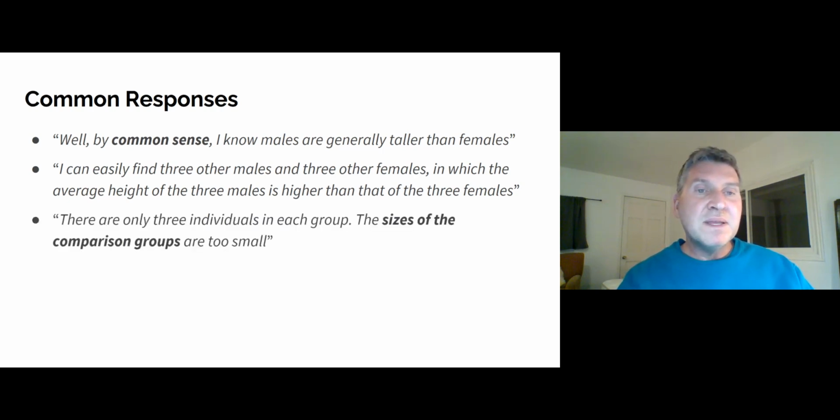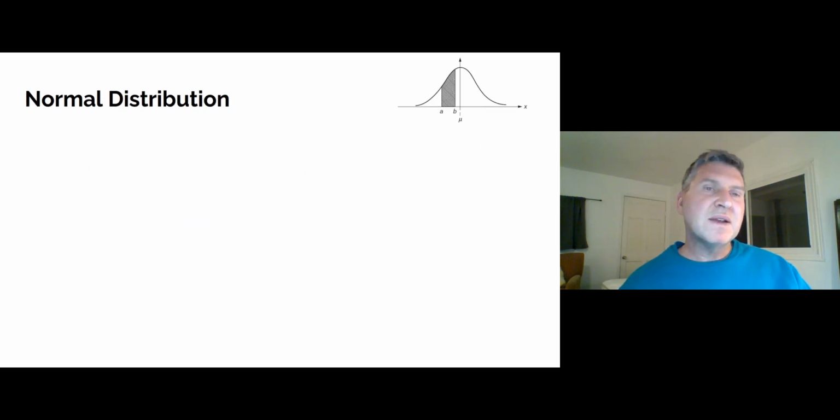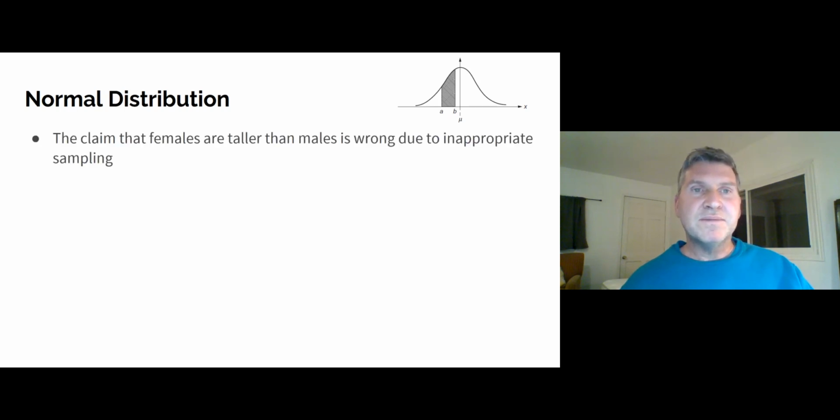And another might be, there are only three individuals in each group. The sizes of the comparison groups are too small. The individuals in both the male group and the female group are not representative of the general population. What we need to do is factor in a distribution that you're going to hear several times in this course. And that is the normal, sometimes called the Gaussian, distribution.